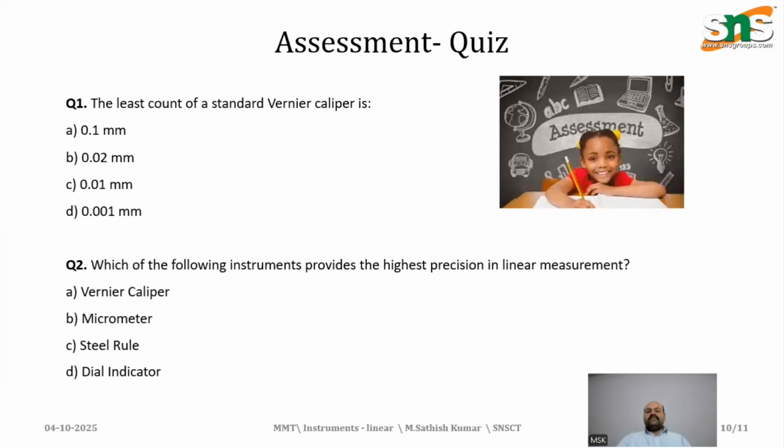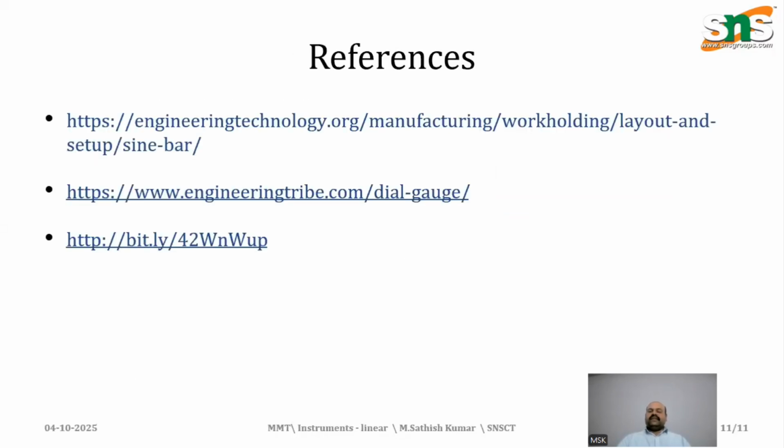Yes, we have come to the assessment part. The least count of a standard Vernier caliper is given with four options. Yes, the answer is B, that is 0.02 mm. The second question: which of the following instruments provides the highest precision in linear measurement? Yes, that's the micrometer. It's 0.01 mm. I hope you all understood what linear measurement is and what least count is. We have seen a mind map here to understand better. Here are the references. You can go through them and explore more. Thank you.